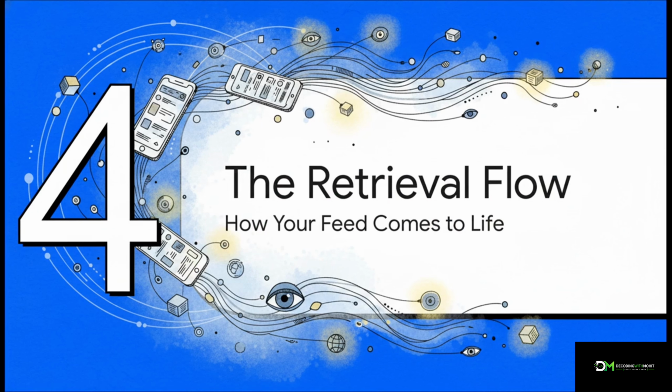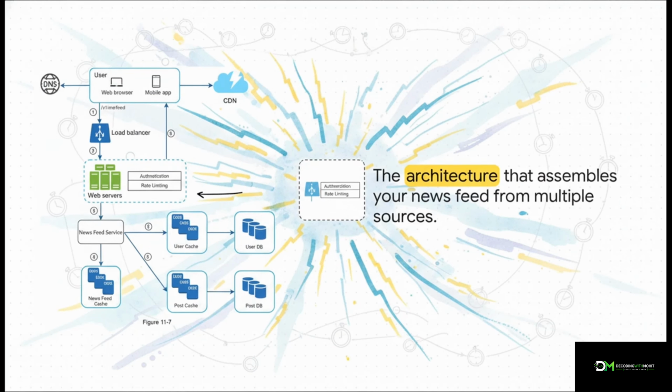Okay, so we've successfully published a post. It's out there. Now let's switch gears completely and look at the other side of the coin. What actually happens when you open the app ready to see what's new? The retrieval flow is all about one thing, and one thing only: speed. When you open that app, you expect to see your feed instantly, right? The system has to assemble everything and deliver it to you in a flash.